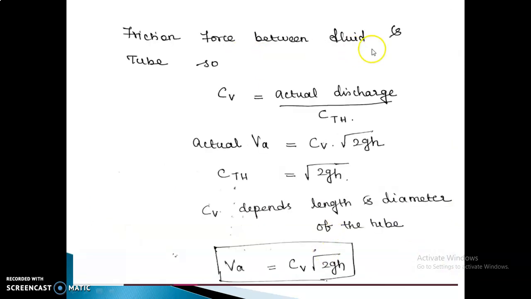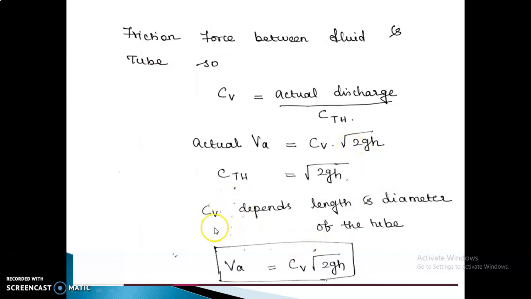If there is a friction force between the fluid and the tube, and generally there will be, how do we account for that? We have to modify the coefficient of discharge equation. The coefficient of discharge Cv is equal to actual discharge divided by theoretical discharge. Actual means what we have already obtained. So you will have Cv into root of 2gh. What Cv depends on here: Va is nothing but the actual discharge, Cv is the discharge coefficient, and Cth is the theoretical coefficient of discharge of the flow.